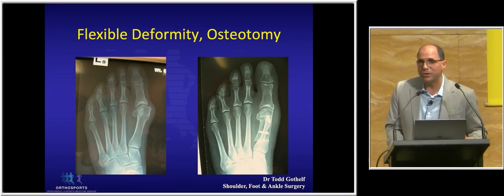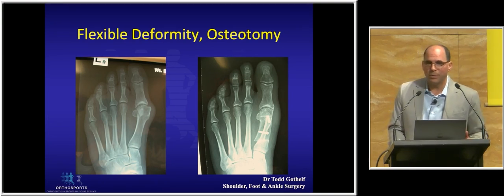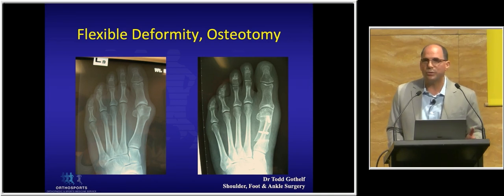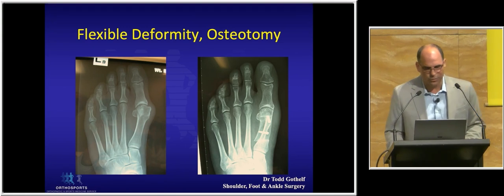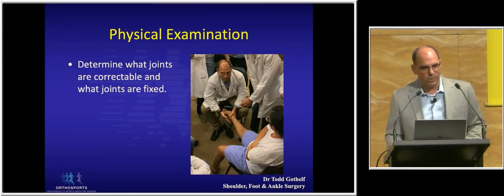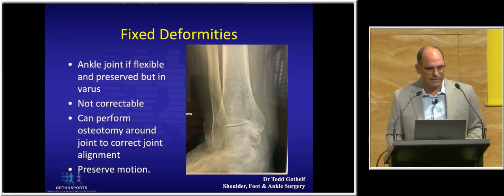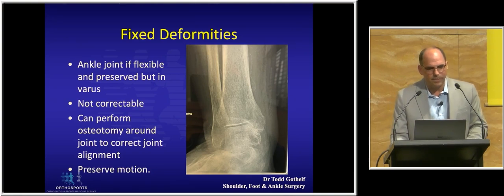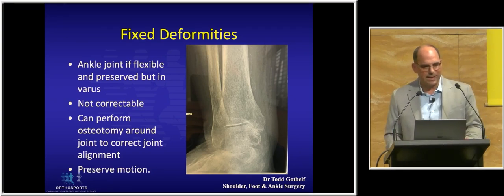As foot and ankle surgeons, we do a lot of bunion corrections, and with bunion corrections, we want to preserve the joint. These are flexible and correctable. So you can see here, we choose to do an osteotomy where we osteotomize the bone and shift the joint, and this helps to correct the joint. So another technique to preserve the joints. So when we do our physical exam, we want to determine what joints are correctable and what joints are fixed. So here we see another example. This is an ankle joint.